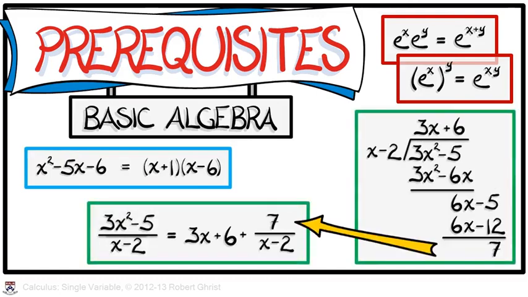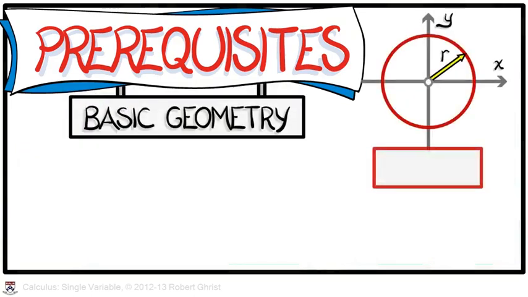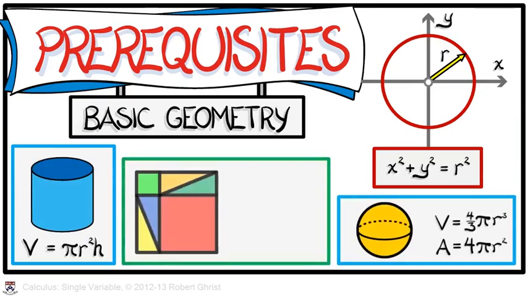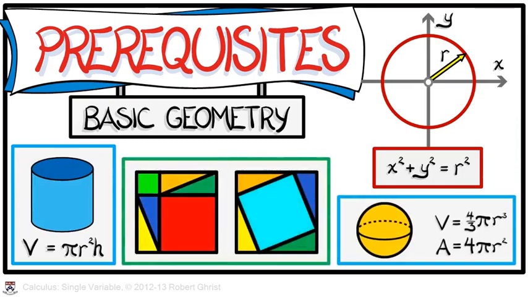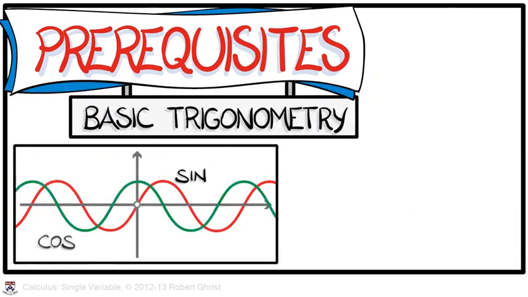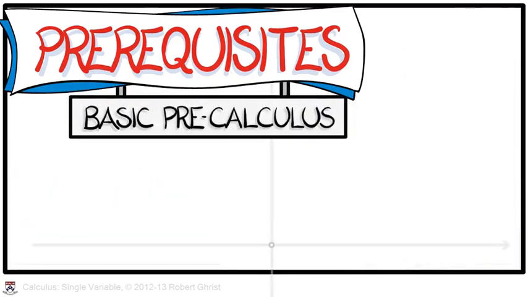Sometimes we'll be doing some of the basic algebra off-screen, and it's going to be up to you to fill those steps in. You're going to have some background in basic geometry, knowing about things like curves, circles, volumes, areas of basic shapes. You're going to want to make sure that you've seen some trigonometry before. We'll be reviewing things like sine, cosine, and tangent, but you will need to have some prior exposure.